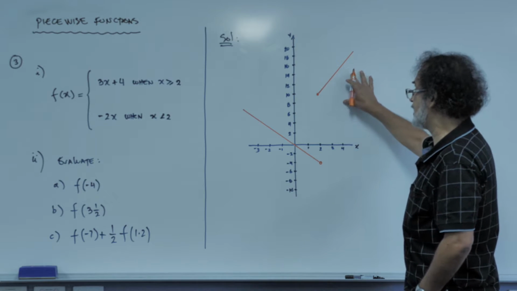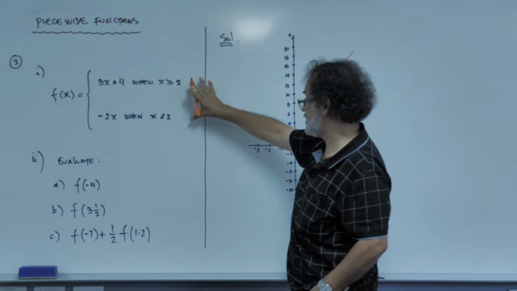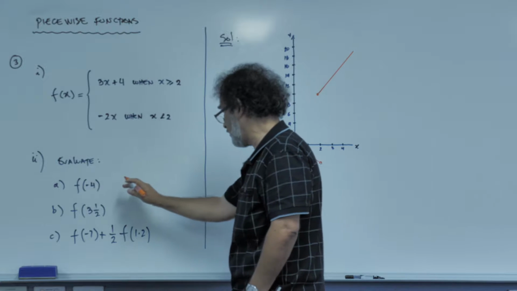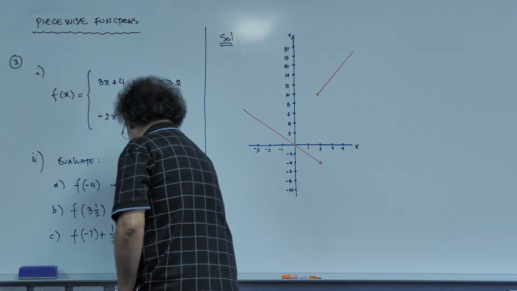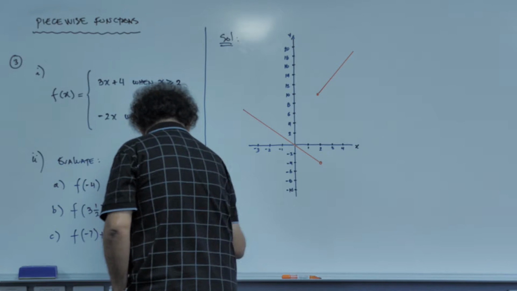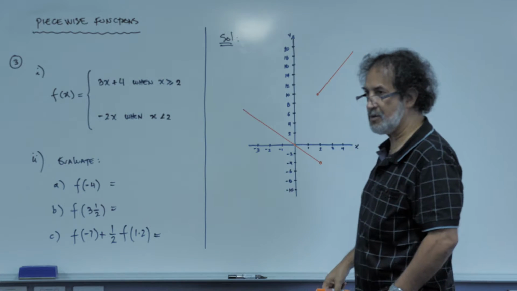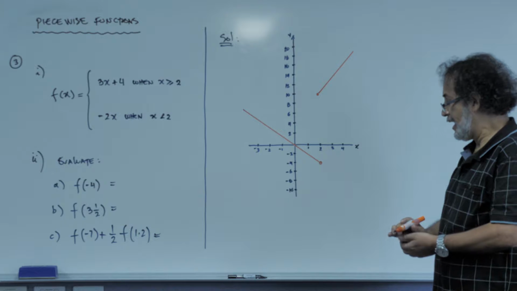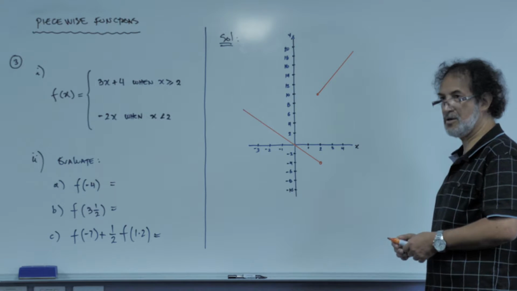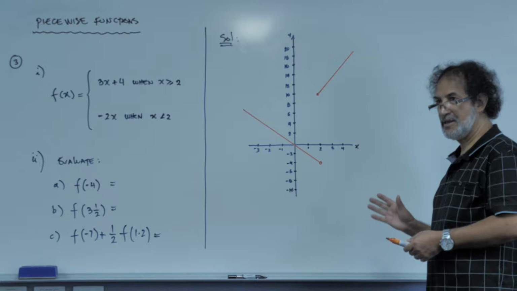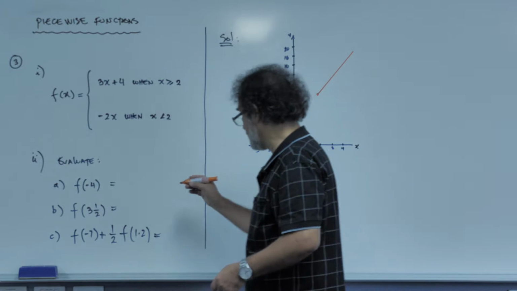Okay, so this is the picture for this function, and then we need to evaluate each one of these questions. All right, Min, you're going to tell me what's the answer for the first one? 8. Is 8? Yeah. Okay, so which one are you going to be using? The first section. The left one? Yeah. Okay, so it is equal to 8.